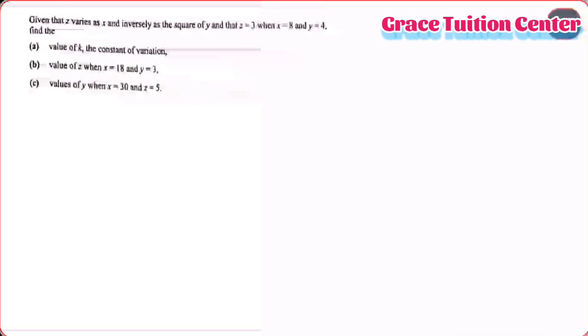So the last question is from 2021. The question reads, given that z varies as x and inversely as the square of y, and that z equals 3 when x equals 8 and y equals 4, find the value of k.